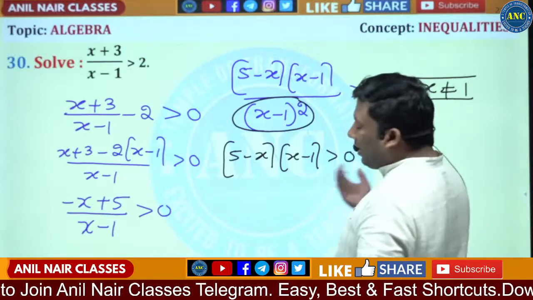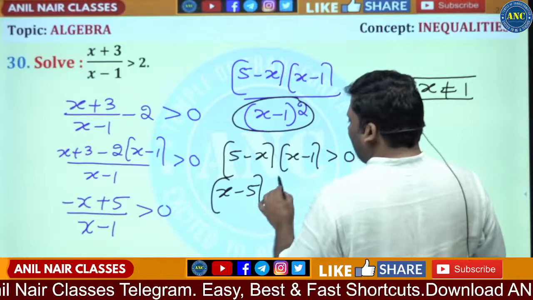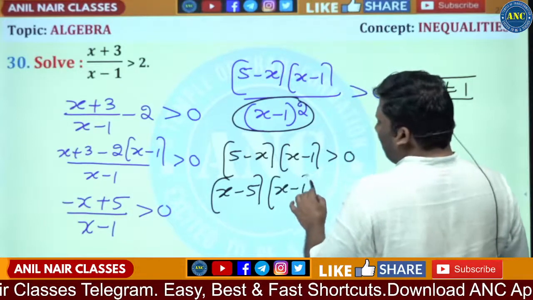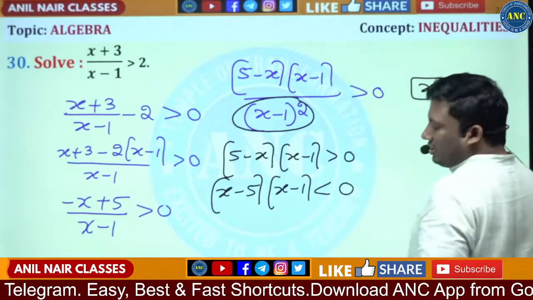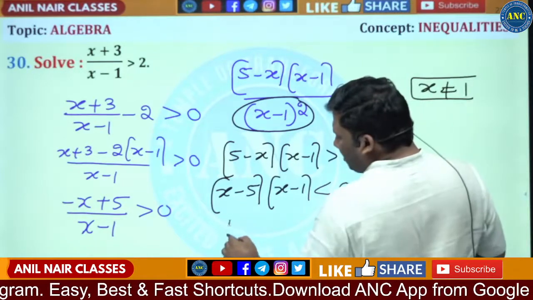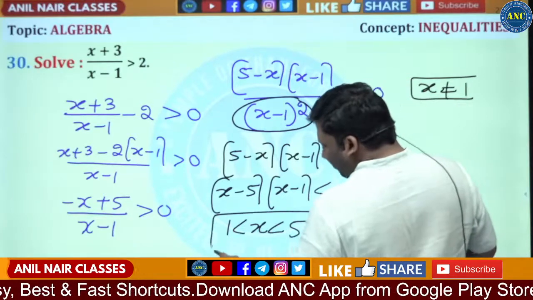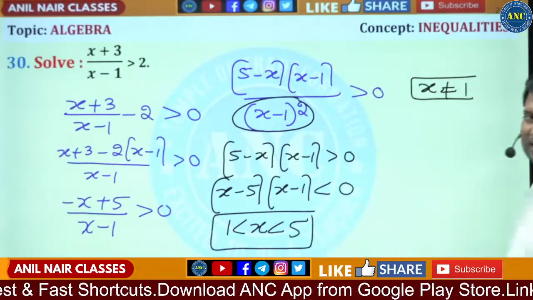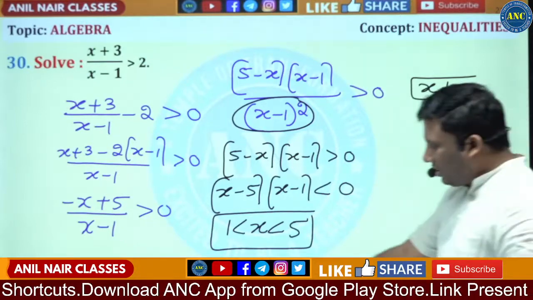Multiply with minus. So this will be x minus 5 into x minus 1. Multiply with a negative sign, the sign changes: less than 0. Less than 0 means it lies between the roots. 1 less than x less than 5. I hope the idea is clear.